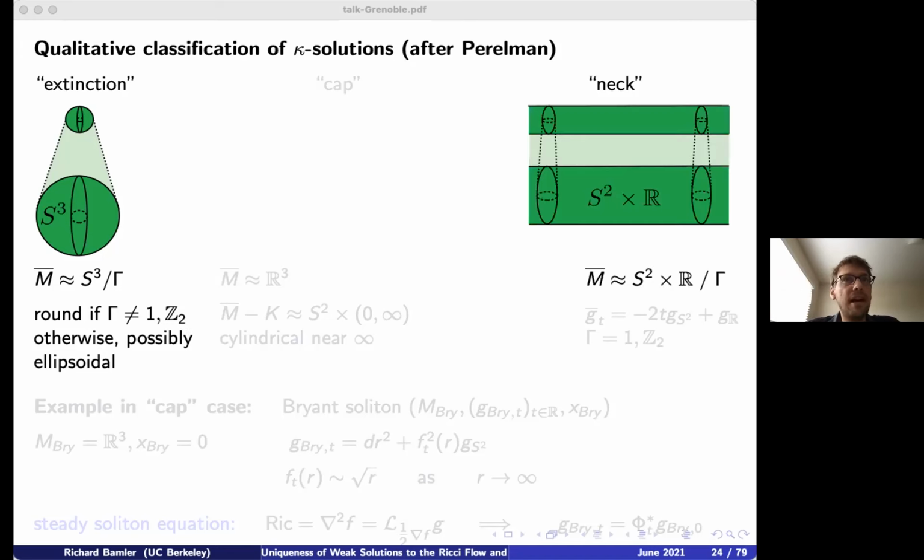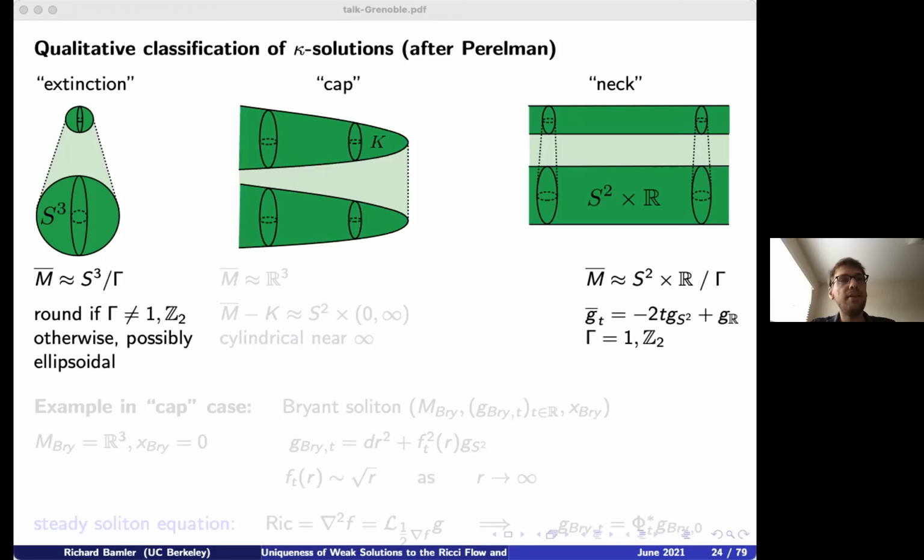The other possible classes of kappa solution would be the ones that correspond to necks. In this case, M bar is just S2 cross R, equipped with the shrinking metric. So it's just the metric where the S2 factor shrinks to a point, and the R factor remains constant, modulo rescaling. And gamma could either be 1 or Z2. So either we have the cylinder or its Z2 quotient, where you look at the antipodal map on S2 and the reflection on R.